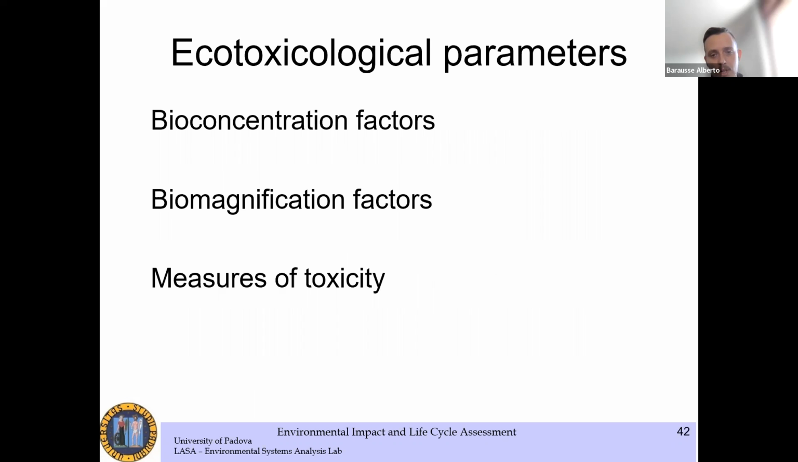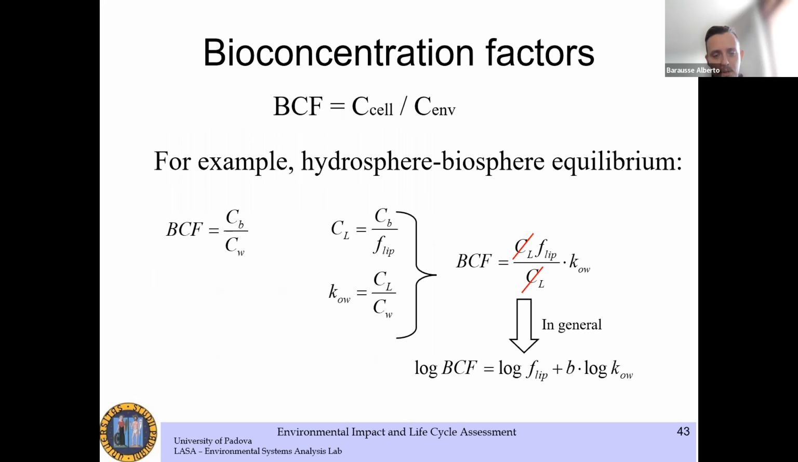And its toxicological properties can be bioconcentration factors, biomagnification factors, toxicity measures. I'm going quickly because these are things you should already have seen in the classes of Luca and possibly also in the classes of Alberto Privato. So bioconcentration factor is simply the ratio between the concentration of a contaminant in the body of your target divided by the concentration in the environment under equilibrium conditions.